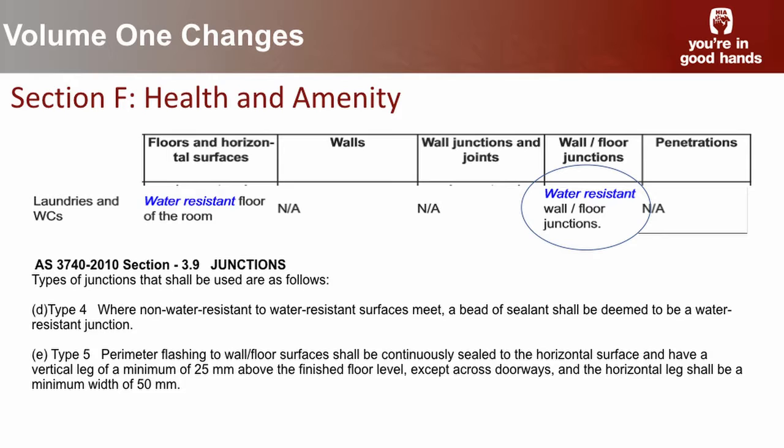Okay, I'll keep going. Similarly to what I mentioned this morning about the change to the health and amenity requirements, that's going to now allow for the use of a water-resistant junction rather than a waterproof junction. And again, I think this is really relevant in a Volume 1 sense, when you have your European laundry cupboards and other things like that as well.